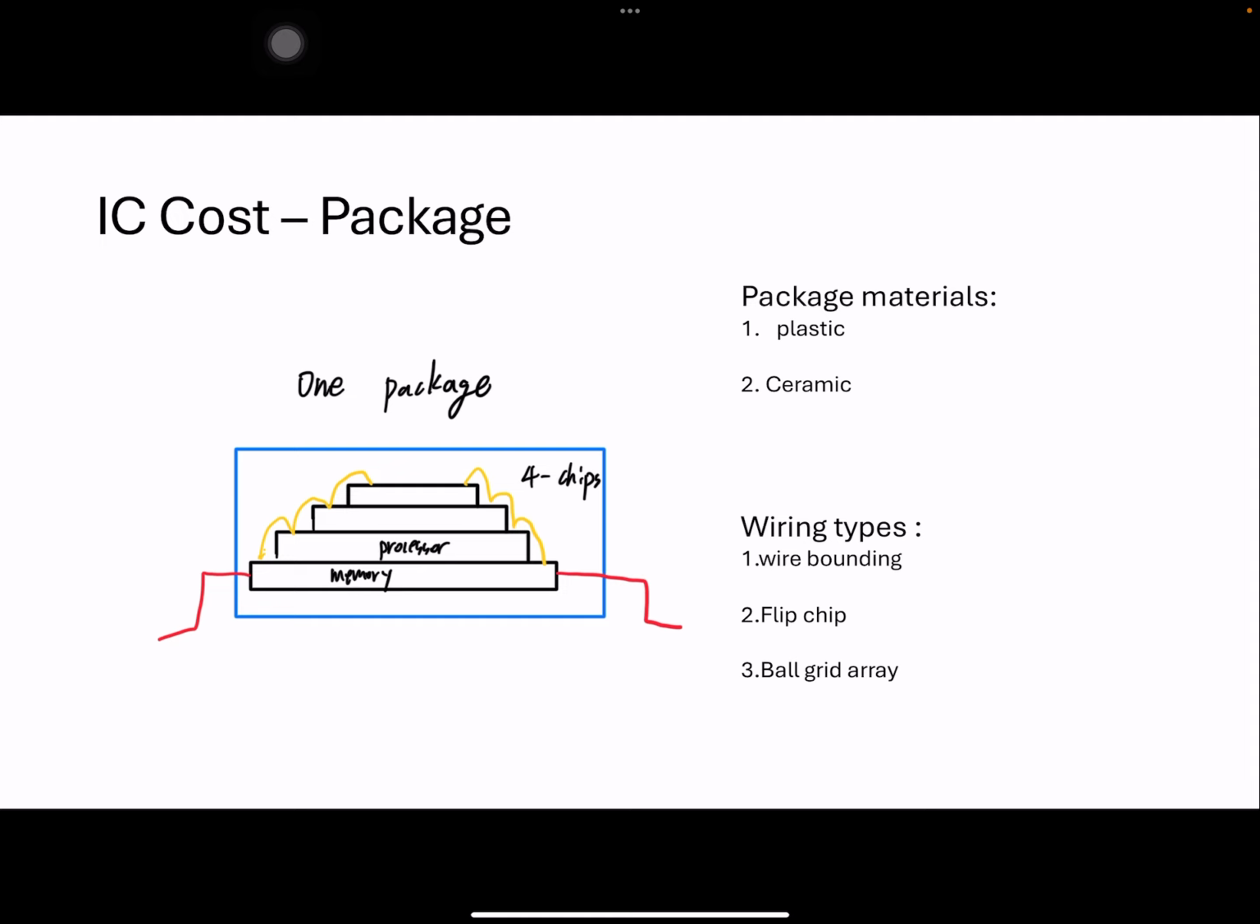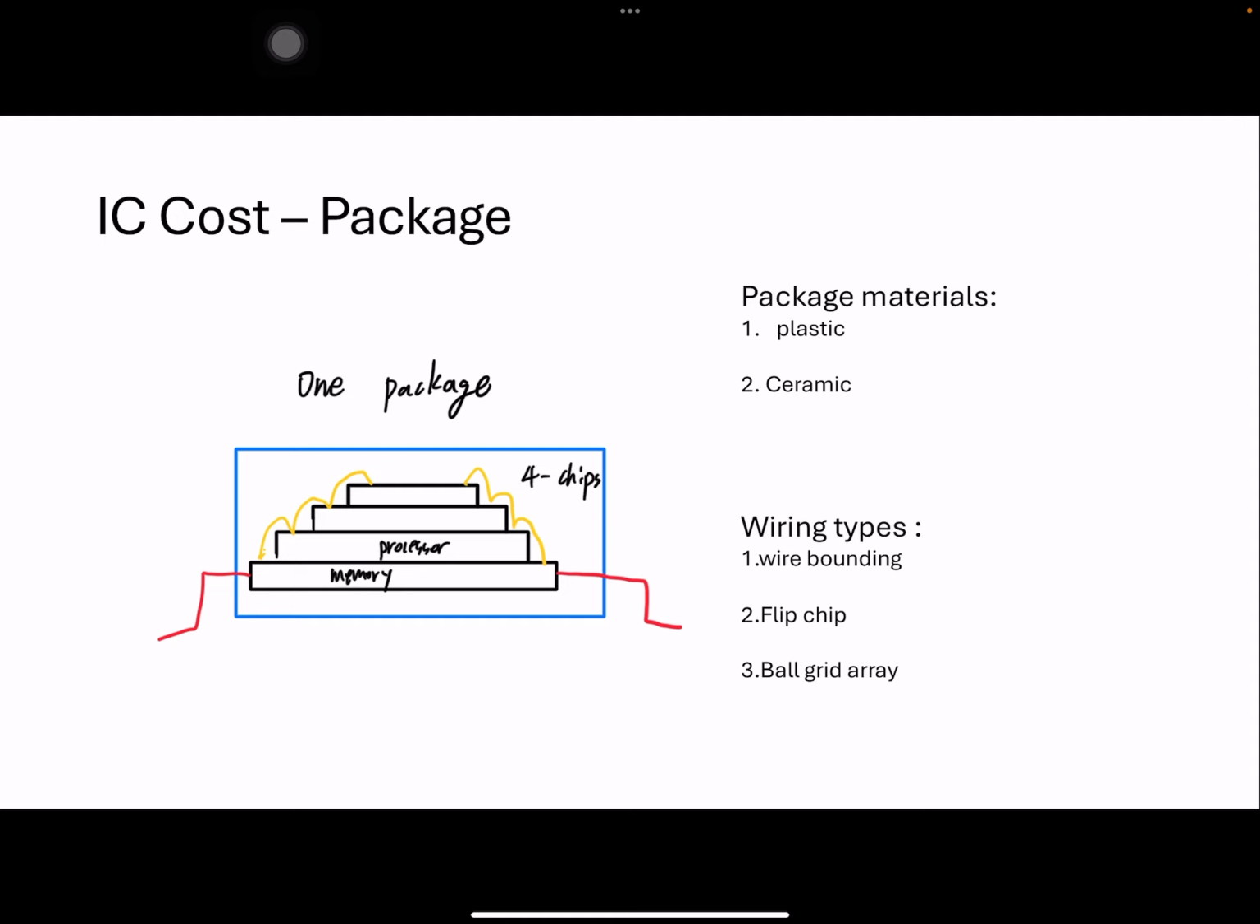The package not only can connect the IC chips, but also helps with heat dissipation. The way to decrease the heat is to increase the surface. And the package can protect the IC physically, like from moisture or some scratches. The package has 2 different materials. The first one is plastic, and the second one is ceramic. The plastic one is much cheaper, but the ceramic can provide a better heat transfer.